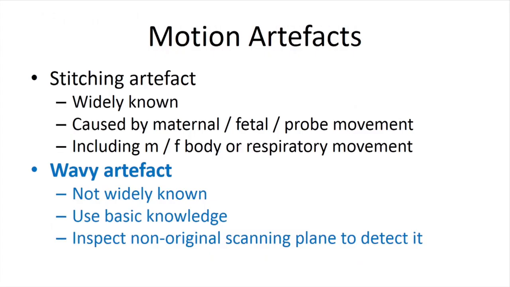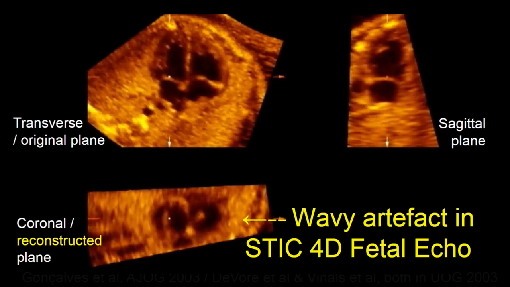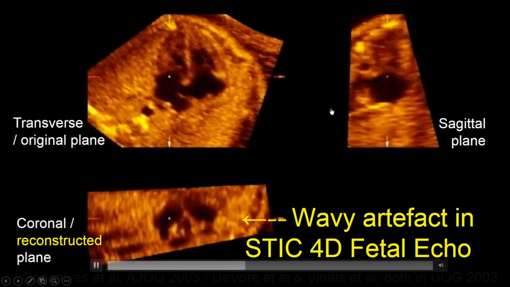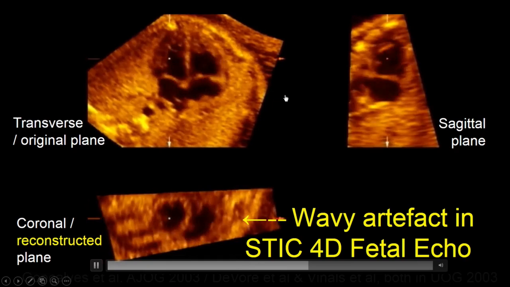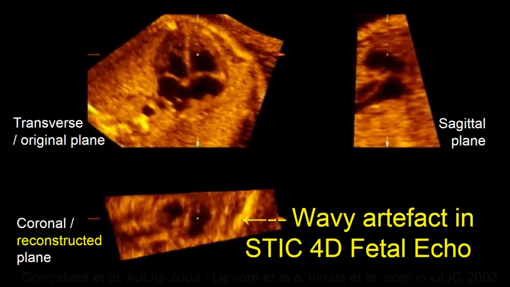The next one is what we call wavy artifact. Everyone knows stitching artifact these days, but wavy artifact is not widely known. If we use basic knowledge and inspect the reconstructed plane, you can actually detect the artifact. This is a 3D STIC volume I grabbed from the 3D community.